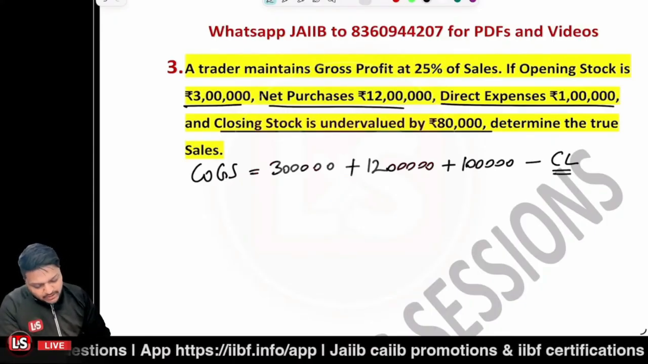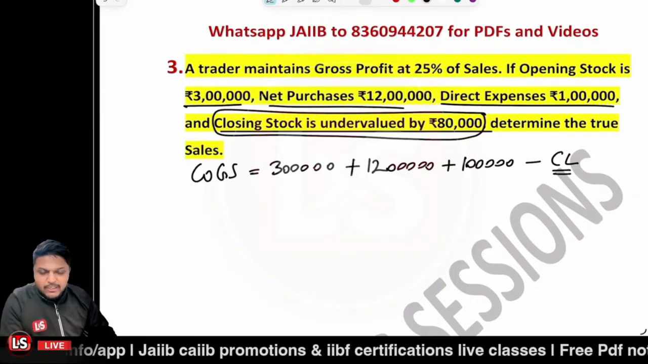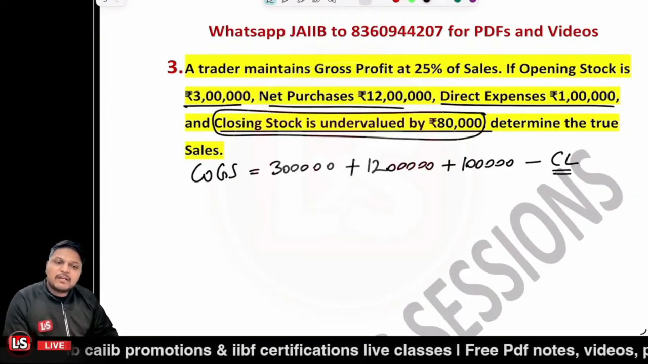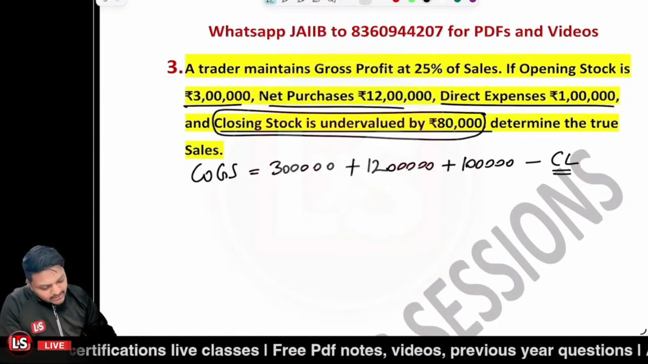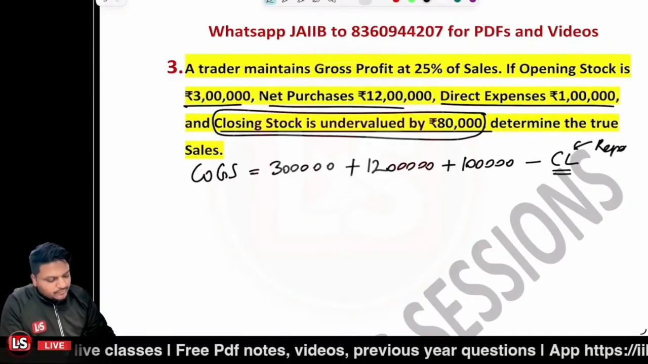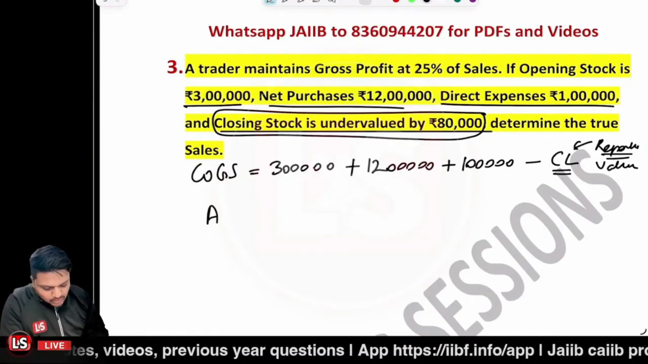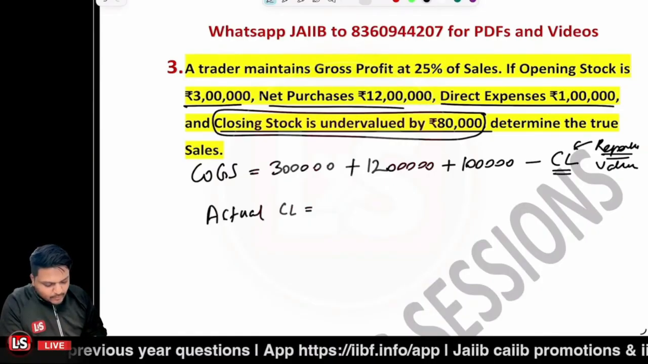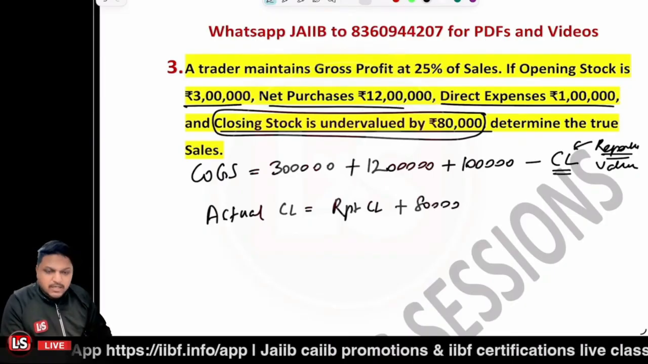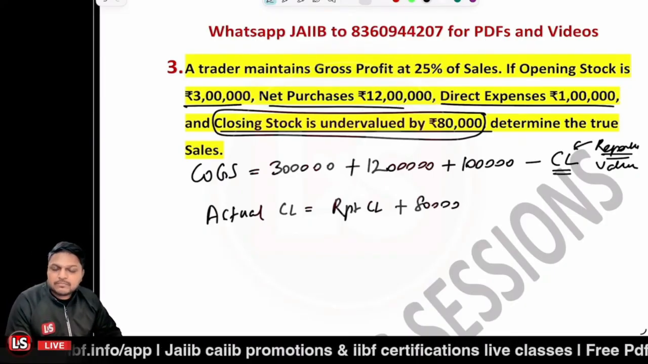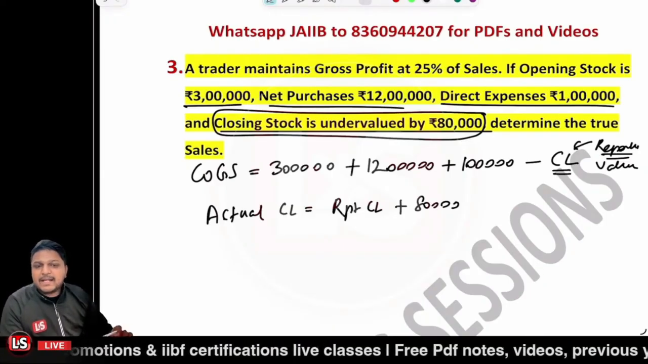And what will be the true value? Because it is given in the question that the closing stock value is undervalued. Let's say if its value is 1,80,000, it is reported to be 1 lakh only. So here we are talking about the reported value of the closing stock. The actual closing stock value will be equal to the reported value plus 80,000. Clear with it so far?